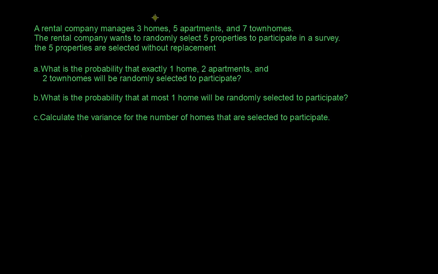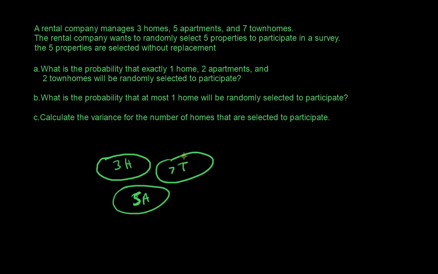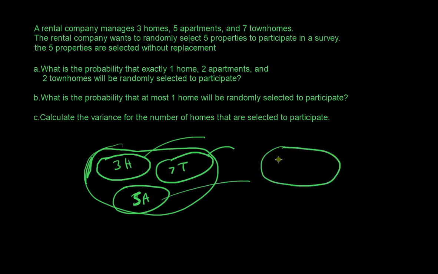A rental company manages 3 homes, 5 apartments, and 7 townhomes. I like to draw little visuals as I'm doing this. So 3H, 5A, and 7T. Right? The rental company wants to randomly select 5 properties to participate in a survey, and they'll be selected without replacement. Okay, so basically this is their population, and they want to select from this. They want to select 5 to get their sample. So their sample will be 5 properties.